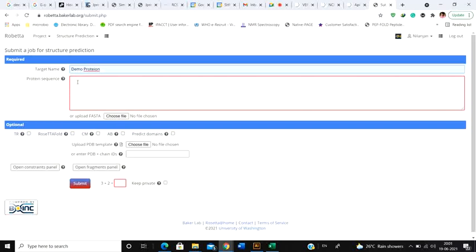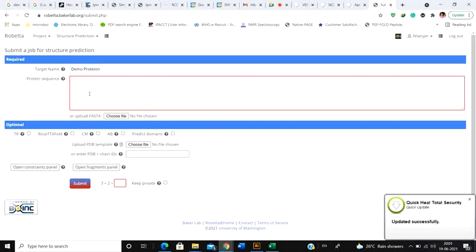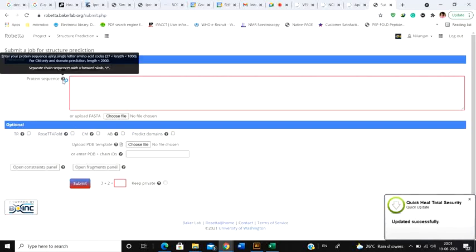Now you have to upload the protein sequence. If you simply hover your pointer over this question mark, you get to see what everything means. Hover over protein sequence, and it says: please enter your protein sequence using single letter amino acid code, and the length should be 27 to 1000.